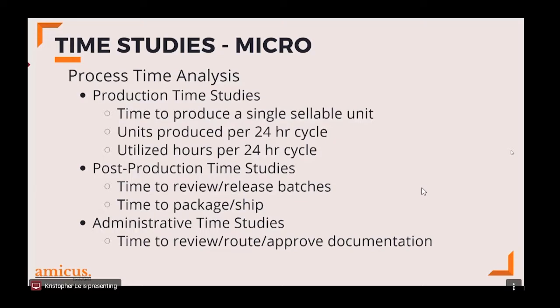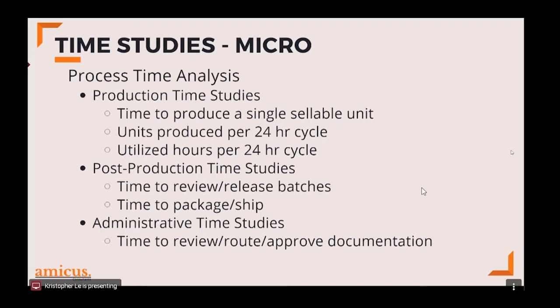Some of the different types of time studies you can do are just getting an idea of what it takes to produce a single sellable unit, looking at the different product lines that you have, understanding how many total units you can produce within a 24-hour cycle, and then in that 24-hour cycle, how many hours you are actually utilizing. This gives you an idea of what capacity your facility has currently, without any changes, right? Aside from personnel, you can always add additional personnel to work multiple shifts. But in terms of your actual facility, with no enhancements or changes to facility equipment, this will give you an idea of what capacity you could theoretically grow into.